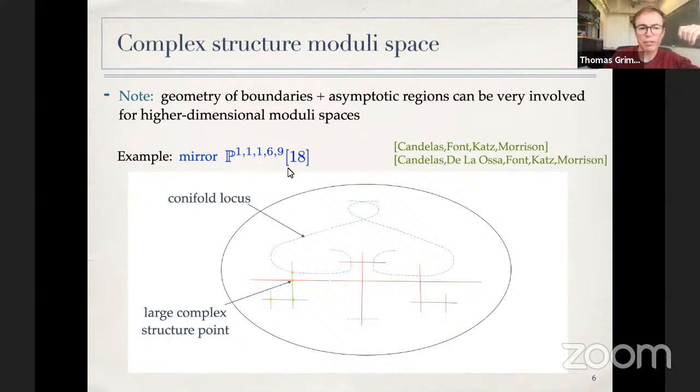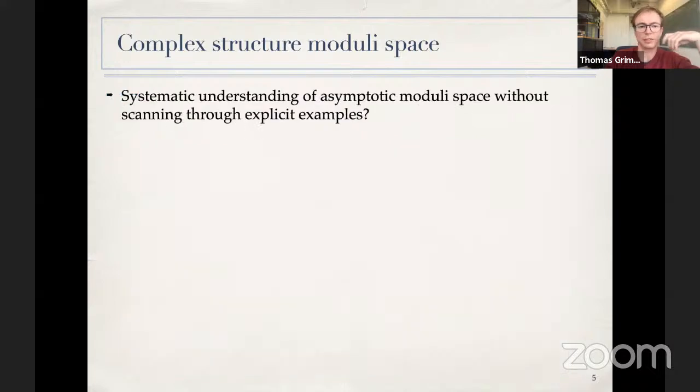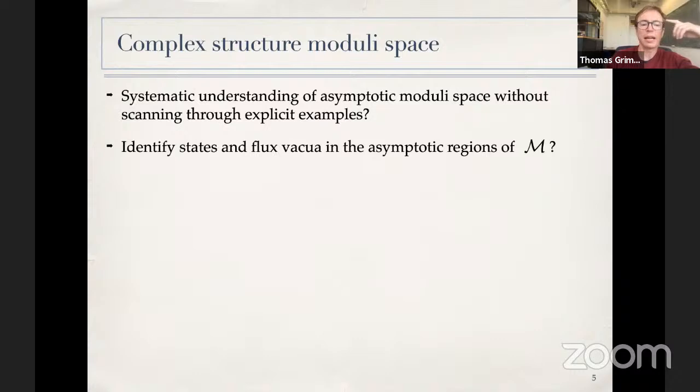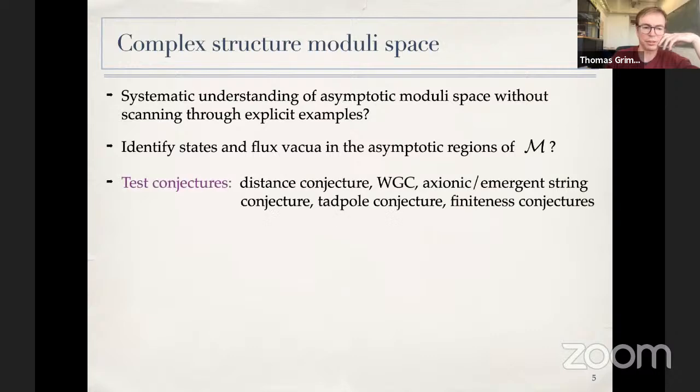I give you the picture here for a two complex structure moduli example, and you see it's already remarkably complicated. But what we want to understand is what happens to the periods, or what happens to our effective theory, near any of these boundaries or boundary intersections. This is the systematic understanding which we want to achieve, without scanning through explicit examples. And then we want to identify states or flux vacua and so on in this asymptotic region.